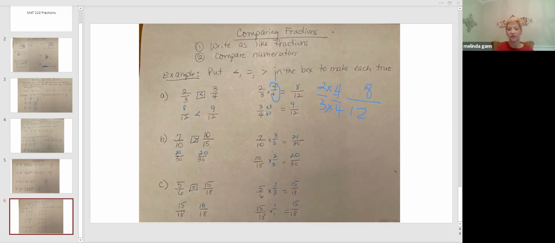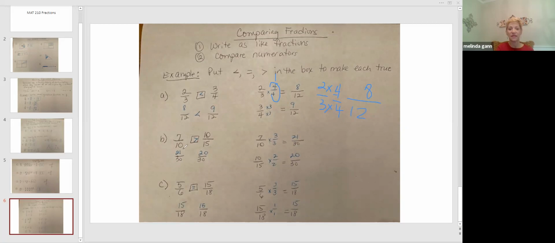And the same thing here. I said 4 times what gives me 12, and it was 3. So if you multiply the denominator by 3, you got to multiply the numerator by 3, and 3 times 3 is 9. So 2/3 is the same thing as 8/12, and 3/4 is the same thing as 9/12. Well, when the denominators match, all you've got to do, because the pieces are the same size, all you got to compare is your number of pieces, and 8 is smaller than 9. So when the denominators match, all you got to compare is the numerators. So 2/3 is less than 3/4.